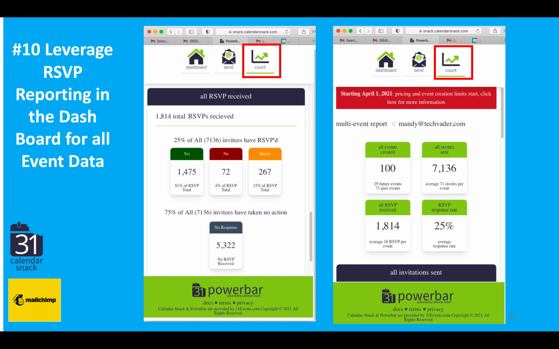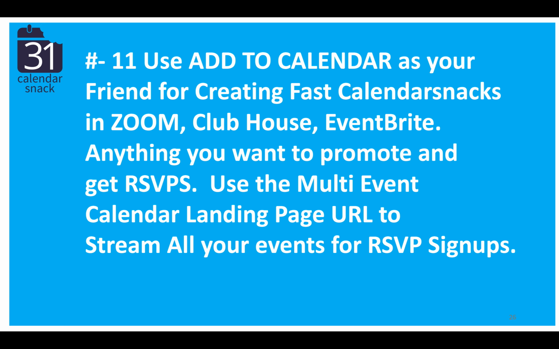So the reporting is used in a total of all RSVPs received as the overall organizer. So in this case here, it's Mandy at techvader.com. This is all her event data from all her invitations sent. She has sent 7,000 invites, and those are her yeses and nos and maybes for the group aggregate of all her invitations sent. That gives you a good understanding overall and on average how your events are doing with the calendar invitations themselves.